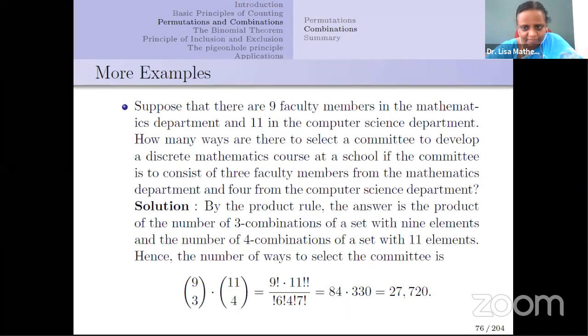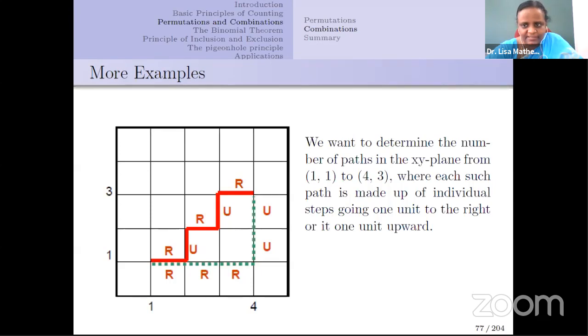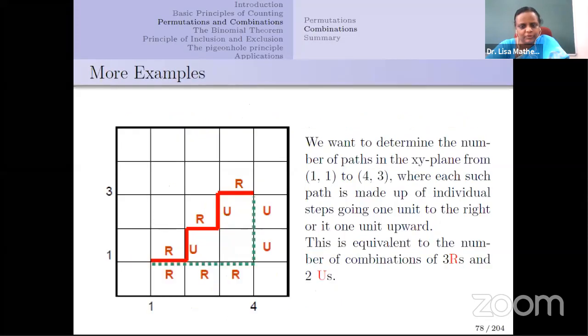Now the next problem that I want to look at is this. I want to determine the number of paths in the xy plane from the point (1,1) to (4,3). And I'm going to assume that each path is made up of individual steps going either 1 unit to the right or 1 unit upwards. Now this is equivalent to finding the number of combinations of 3 R's and 2 U's. In other words, I need to place 5 symbols in a row. 3 of them are R's and 2 are U's. Now that is equivalent to just choosing 3 of the 5 positions for the R's, and the other 2 positions I'm going to fill with U's. So how many ways can I do it? 5C3 ways.